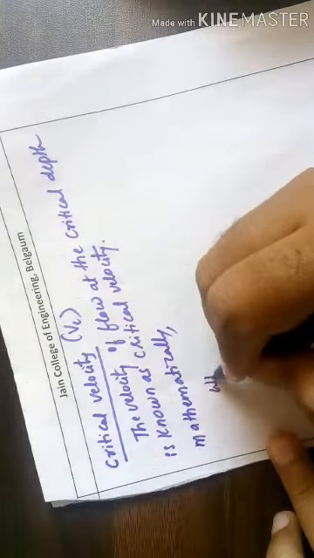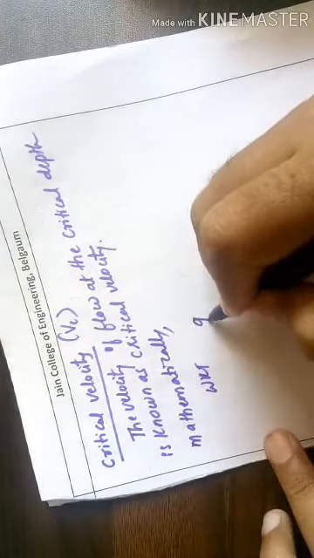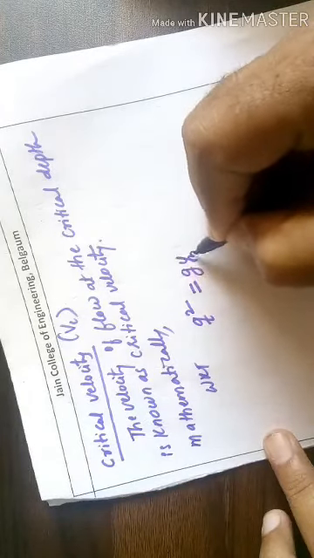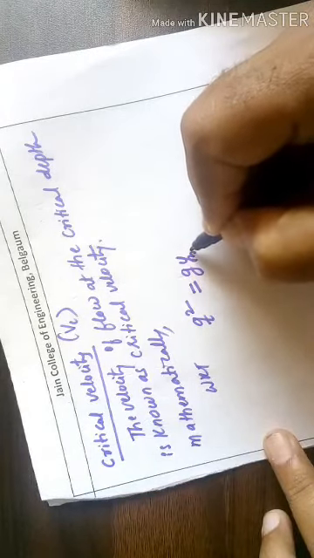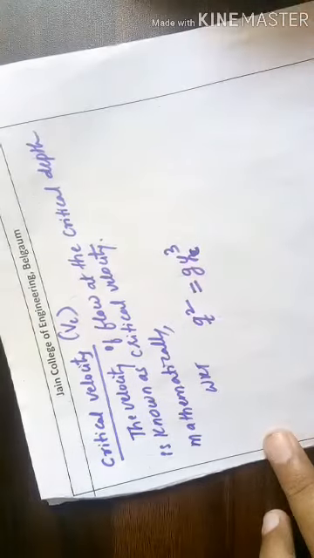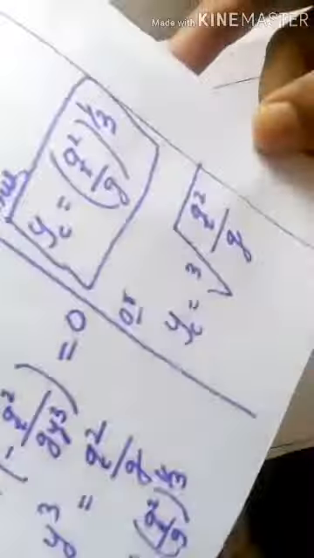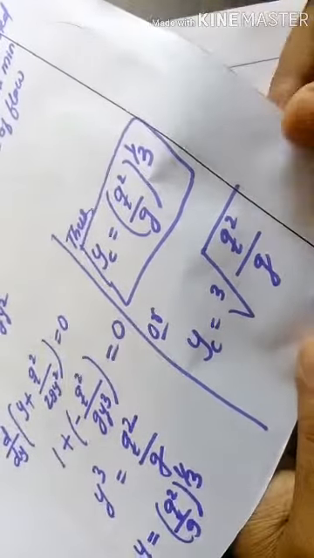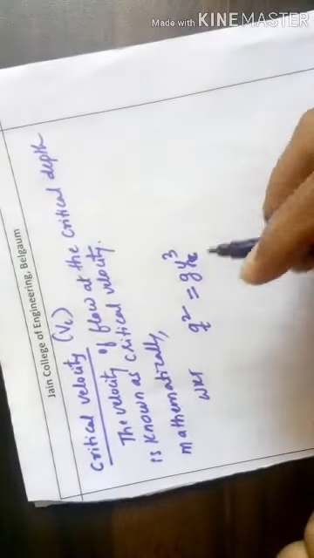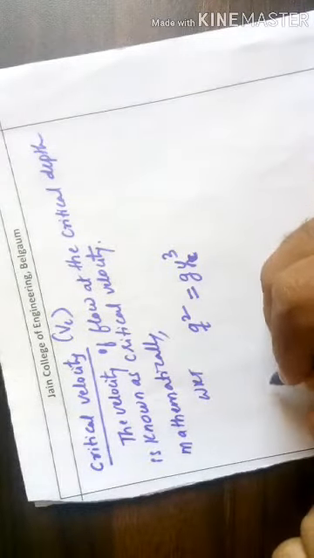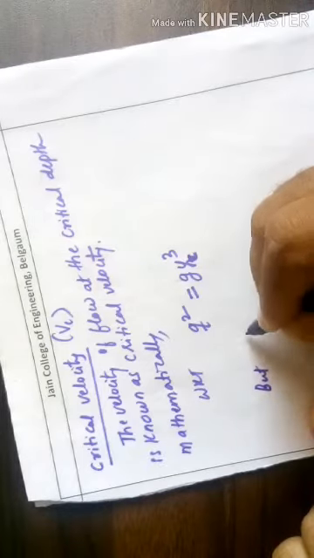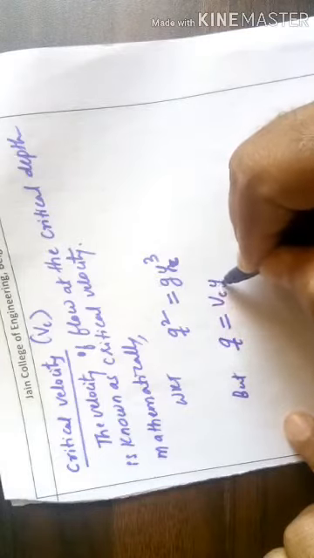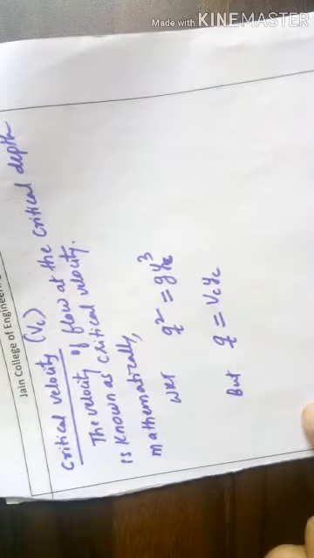Mathematically, we know that from the above equation, q square equal to g yc cube. Okay, but we know that q equal to what? Vc into yc. This we know already.